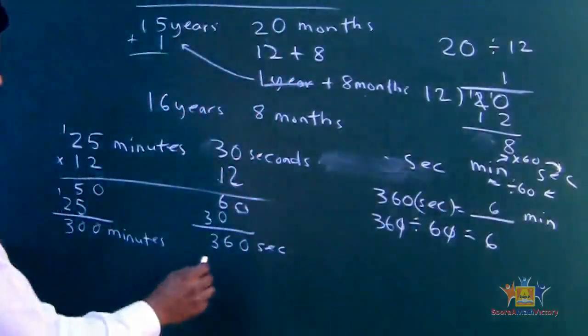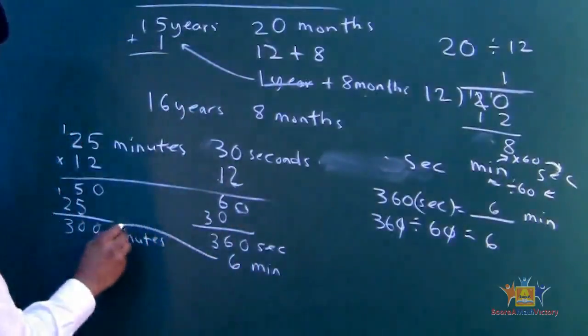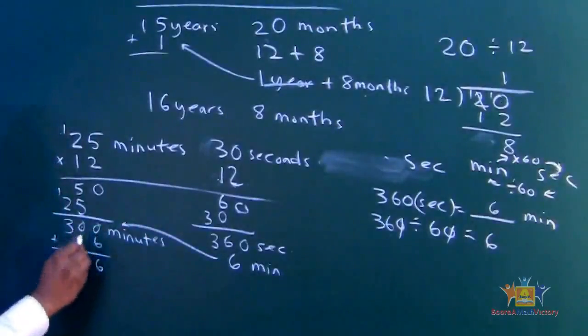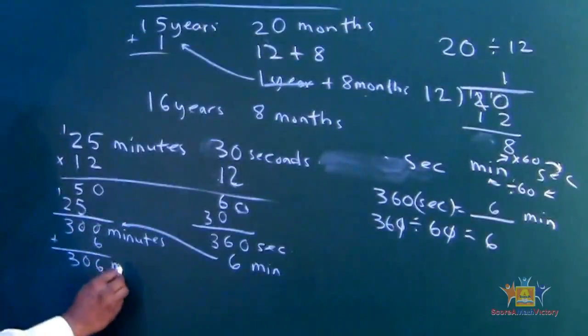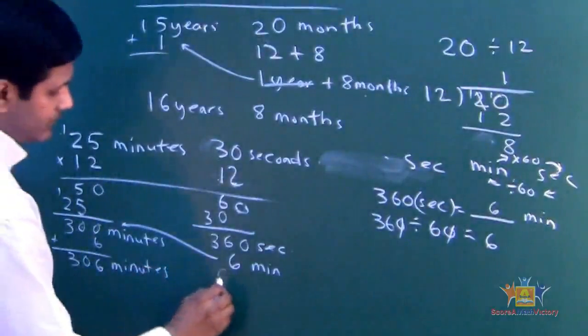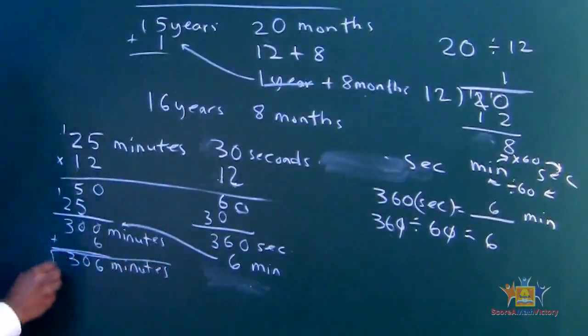This whole thing becomes what? 6 minutes. I can carry that and add it to that one. 0 plus 6 is 6, 0, 3. 306 minutes. And how many seconds? 0 seconds. And you don't have to show that. This is your final answer.